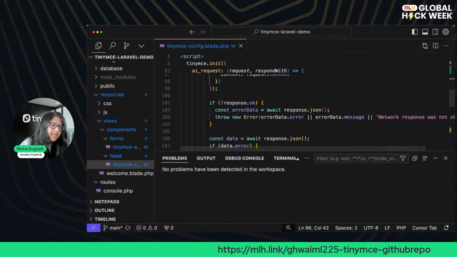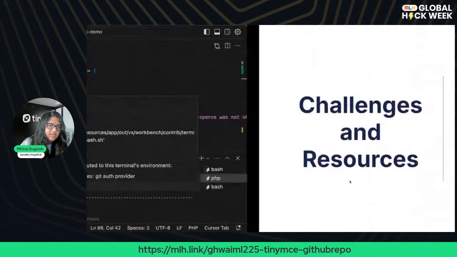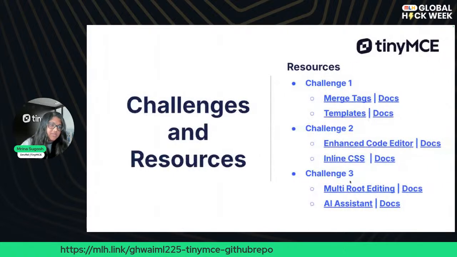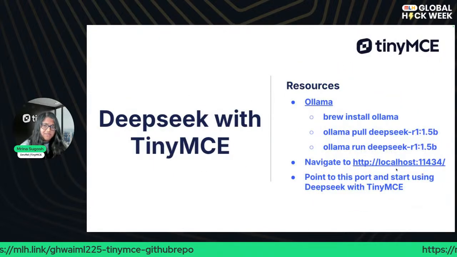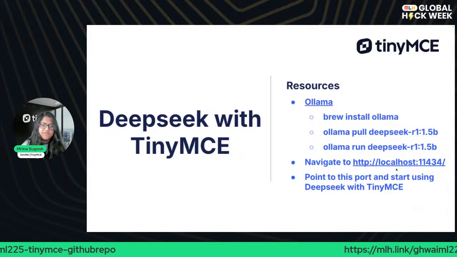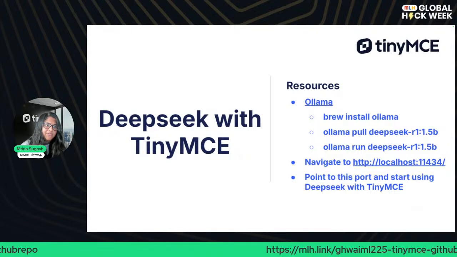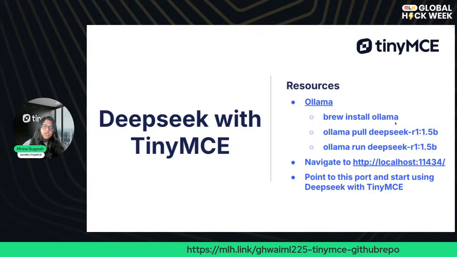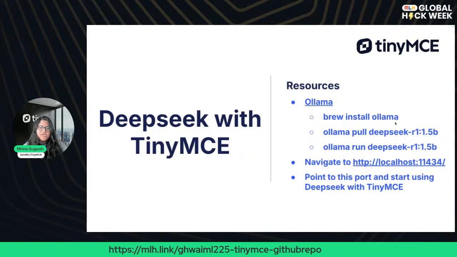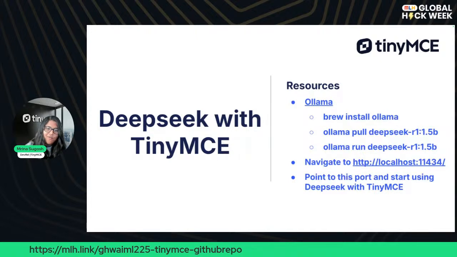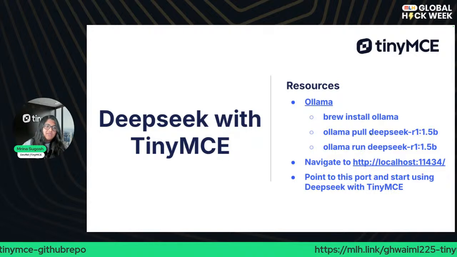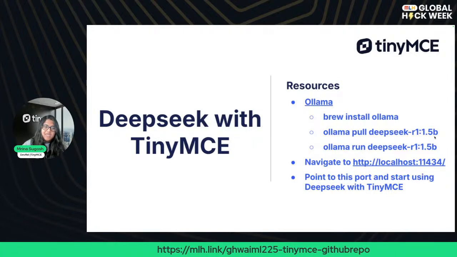So the cool thing is I'm going to go over here and walk you through the steps. It's actually in a few simple steps, you can have your own Ollama instance of DeepSeek running. So the first step is to brew install Ollama, or whatever installer you want to use for Ollama. The second step is to actually pull Ollama DeepSeek-R1 1.5b.